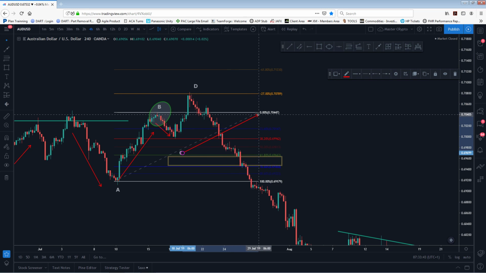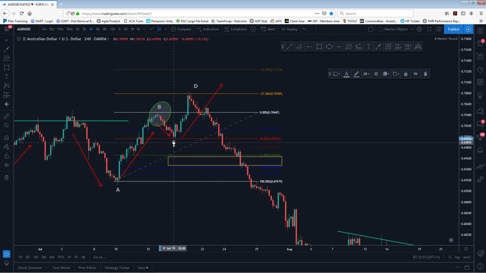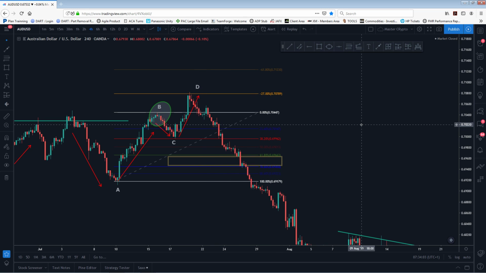Zero is take profit 1, take profit 2, take profit 3. So in this situation, what happened was price retraced to point C, and it did hit our take profit right here. Point D. Point D is take profit. That's how you use Fibs.